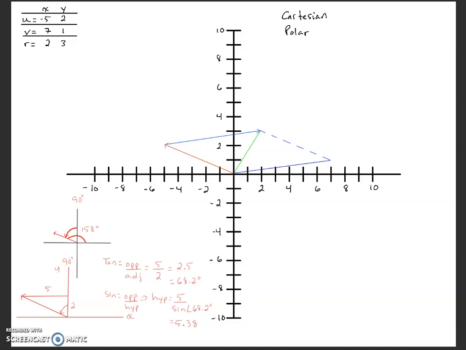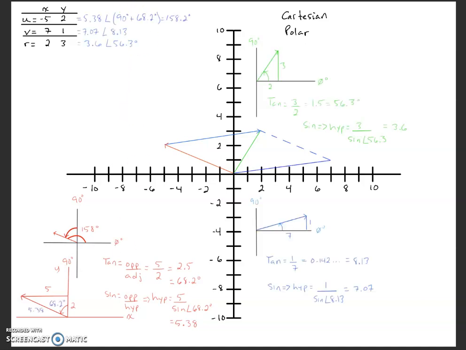So if we do that for the other vectors here, we have the second vector, the v vector, 7 and 1. Now notice that from this point, it hasn't rotated far off the x-axis. We have only a few degrees in here. So here's the 90 degrees, here's the x-axis, 0 degrees.